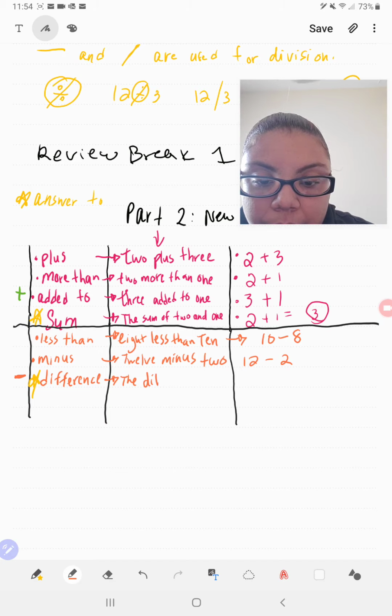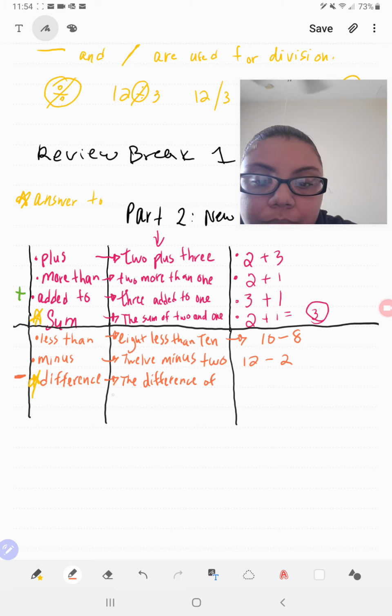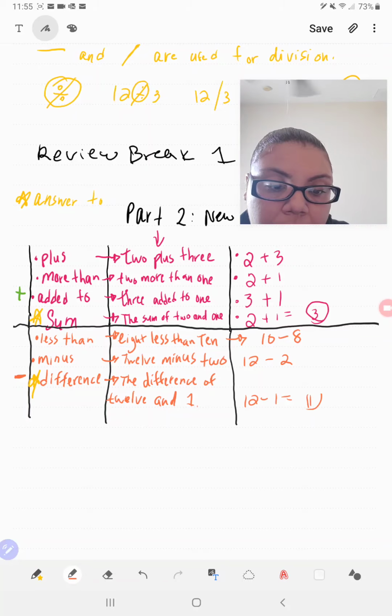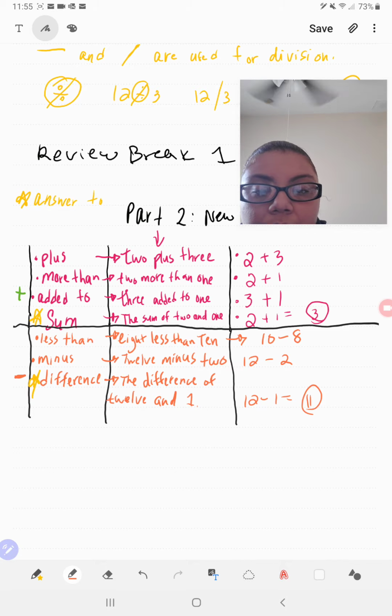The difference of 12 and 1. So 12 minus 1 is 11. So 11 is the difference of 12 and 1. Okay, so difference is the answer.